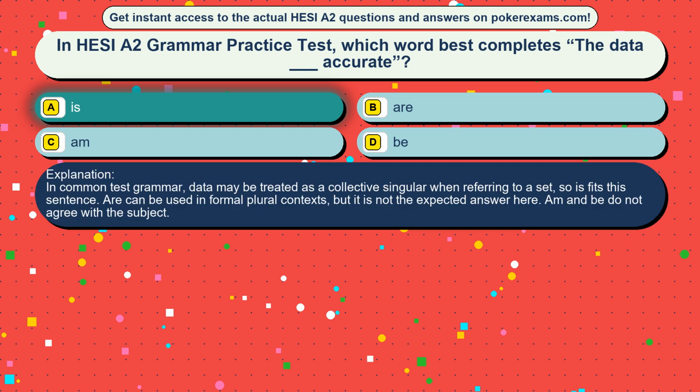In common test grammar, data may be treated as a collective singular when referring to a set, so is fits this sentence. Are can be used in formal plural contexts, but it is not the expected answer here. C and B do not agree with the subject.